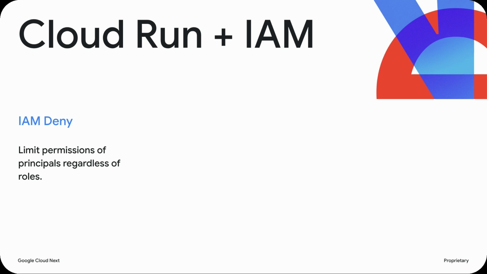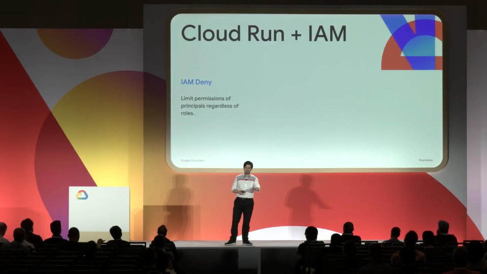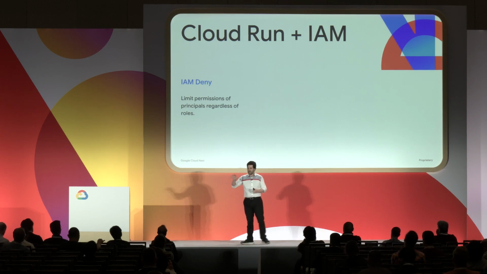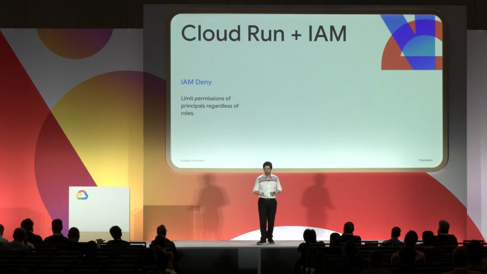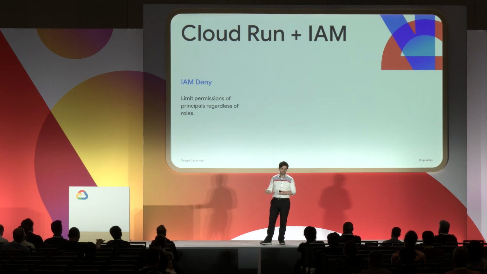IAM deny can ensure that service accounts that are used to create and update your service aren't used to delete the service, which would unintentionally cause an outage. You might have a separate process for how to turn down a workload.